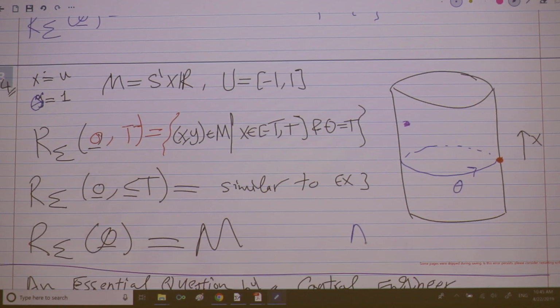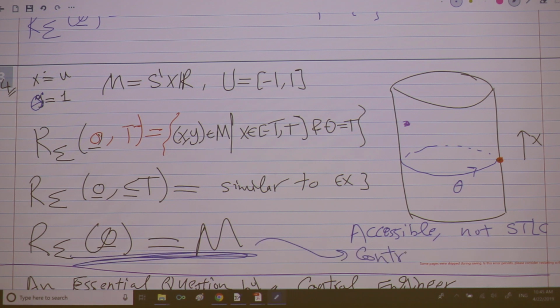So it's accessible because the reachable set has non-empty interior. X naught is in the boundary. If x naught is in the boundary, then it's not small time locally controllable, right? What about controllability? It is. Here it is. The reachable set from the origin is the entire manifold, so this is controllable. So sometimes you have controllability, but not small time locally. So small time local controllability is actually a stronger notion than controllability.